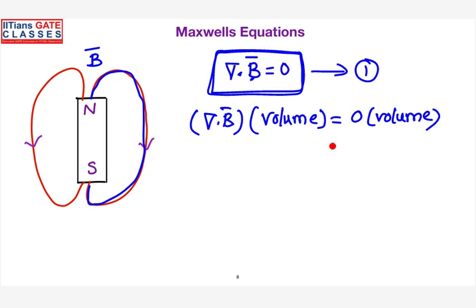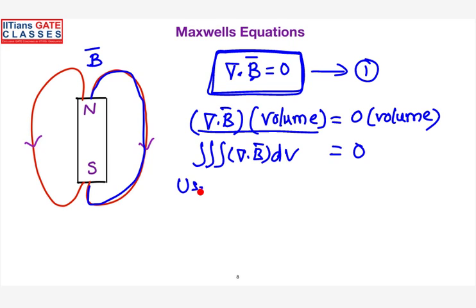So anyhow, the right side will be 0. And this equation, I will try to put it in this form: triple integral del dot B dV is equal to 0. Right now, using the divergence theorem, what you can say is that the volume integral can be converted back into a closed surface integral.